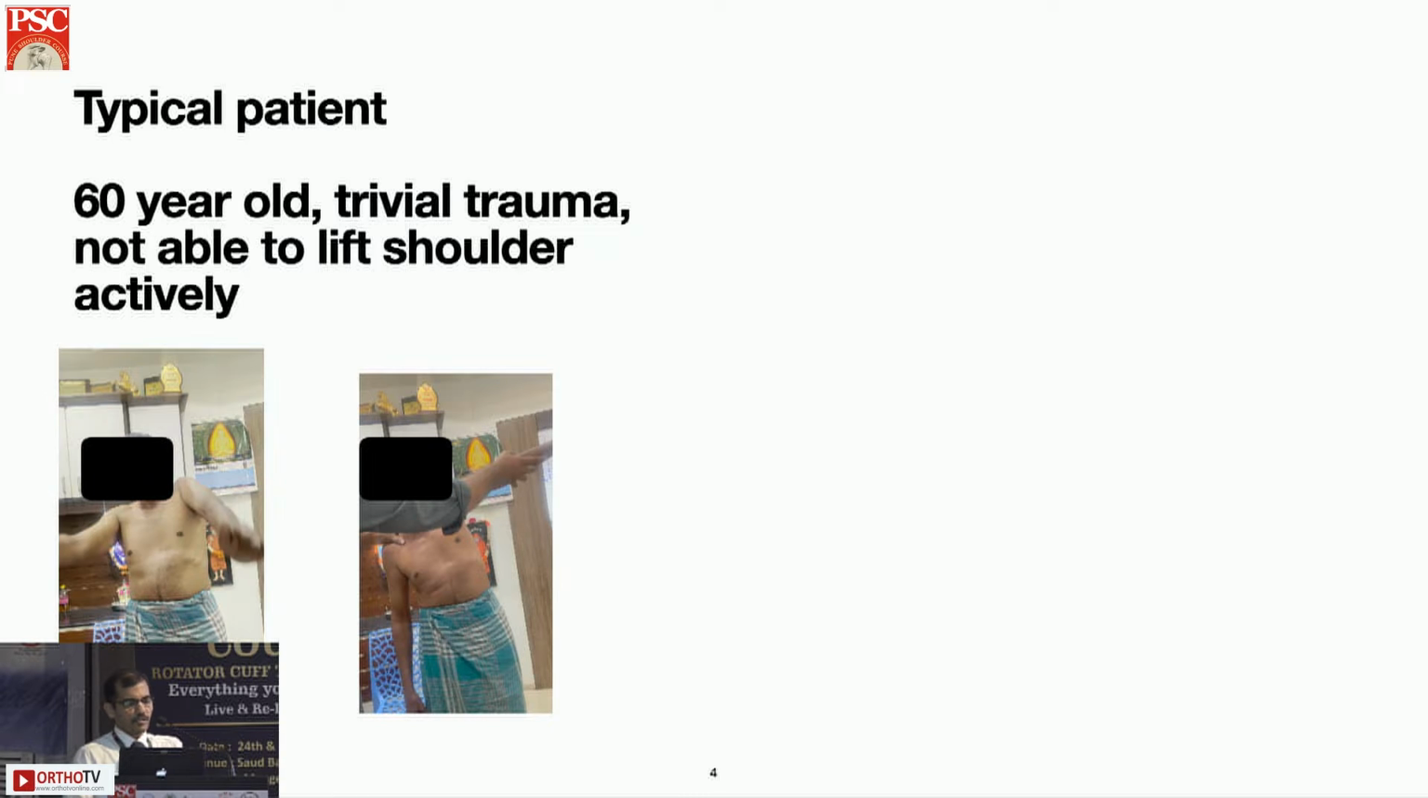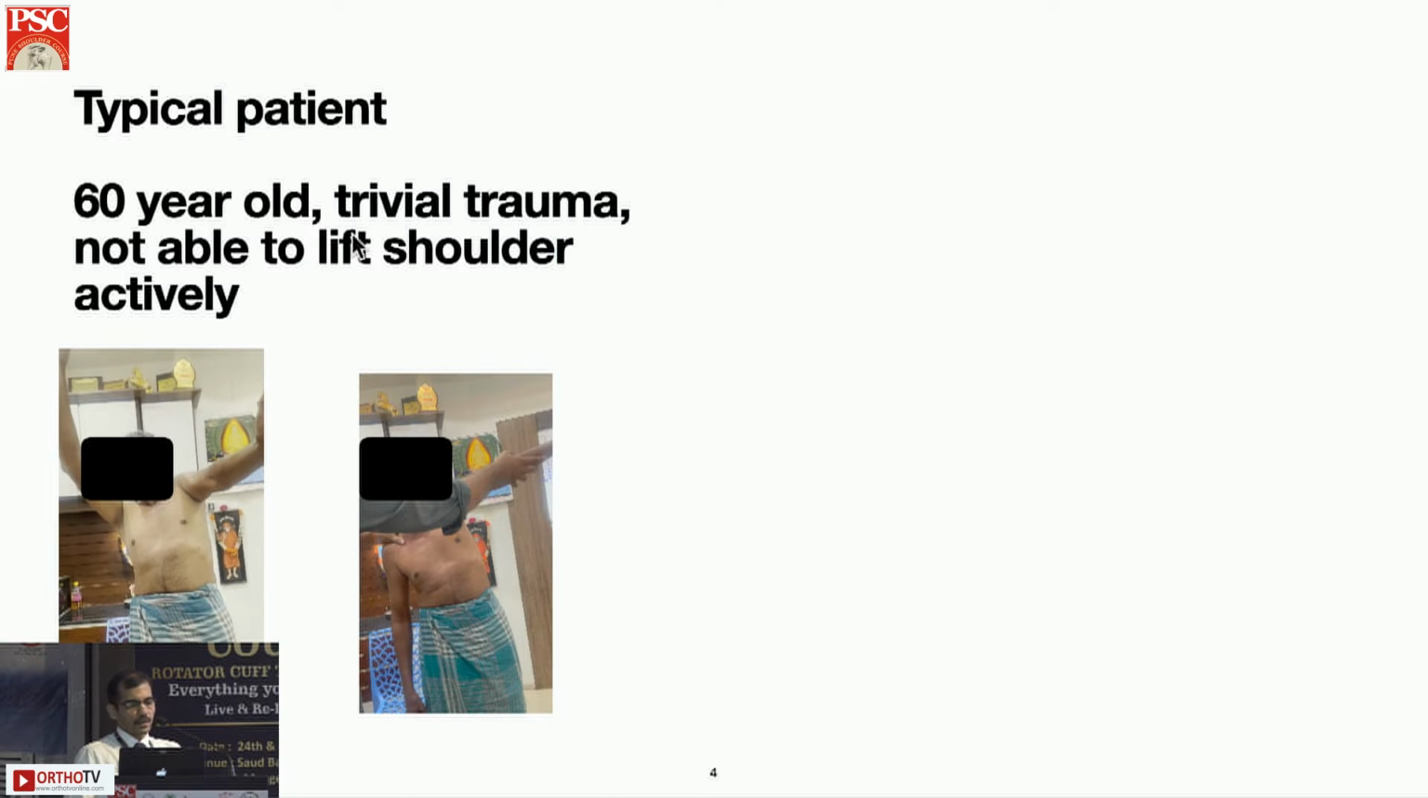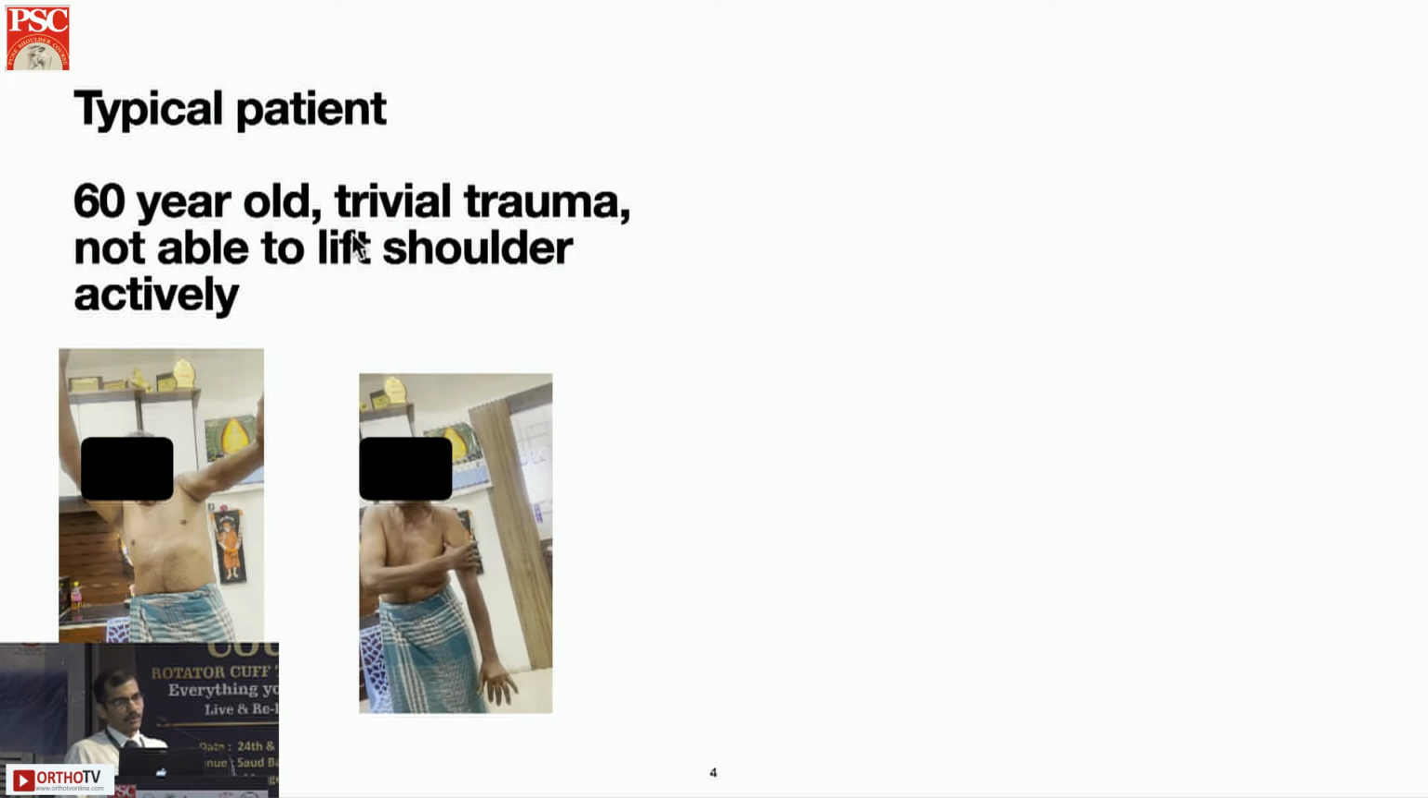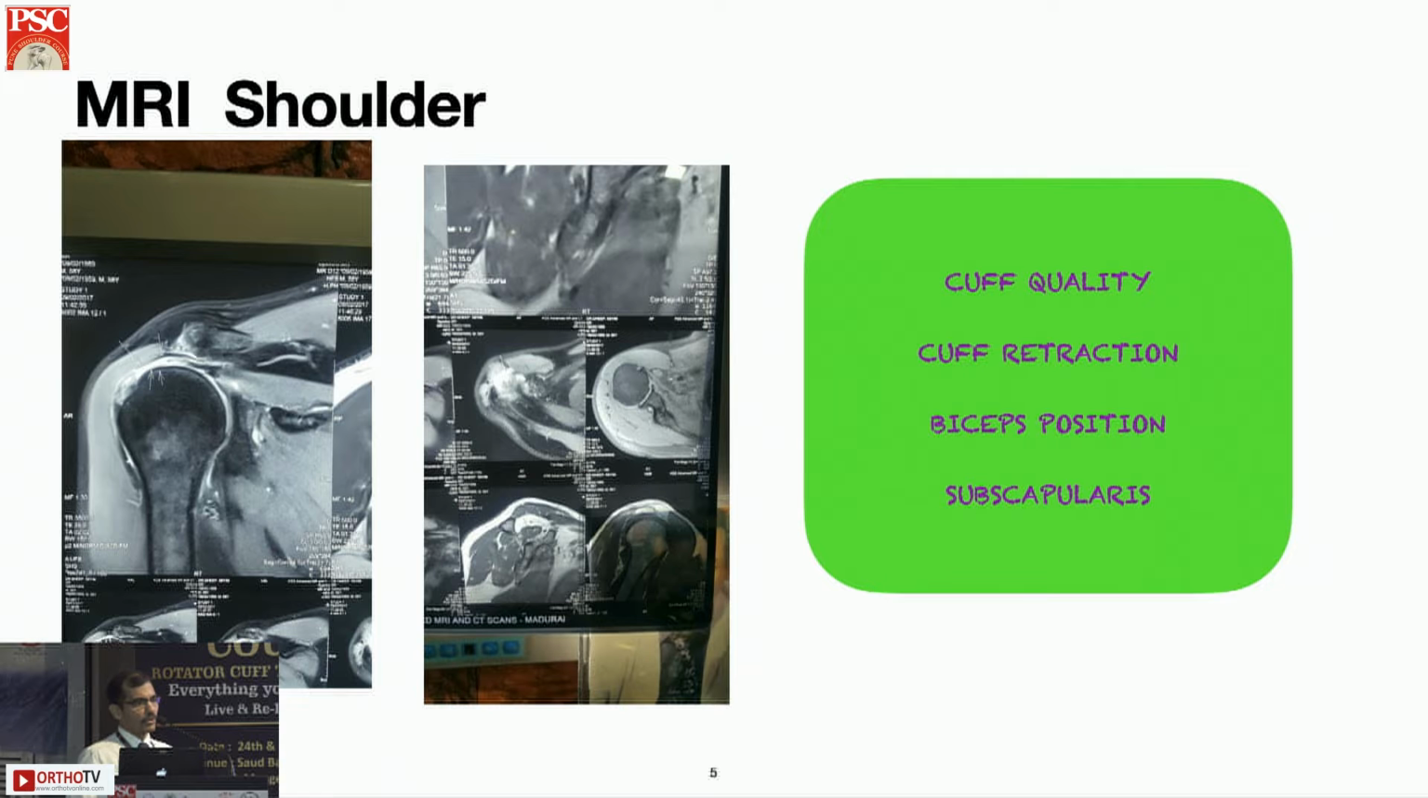So a typical patient will have something like this where he is not able to lift the shoulder which is affected, and they will have a drop arm sign positive also. This is a typical patient who has got a massive cuff tear. And the MRI will show the cuff tear which is retracted right up to the glenoid.